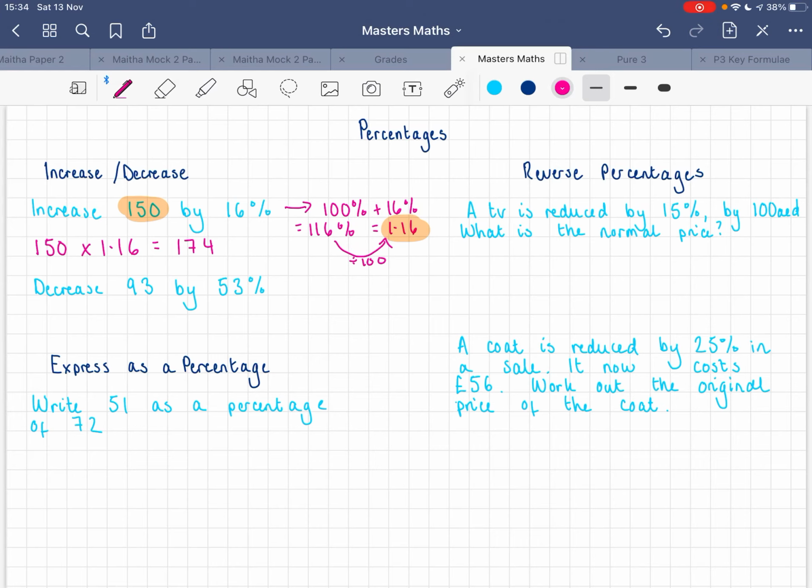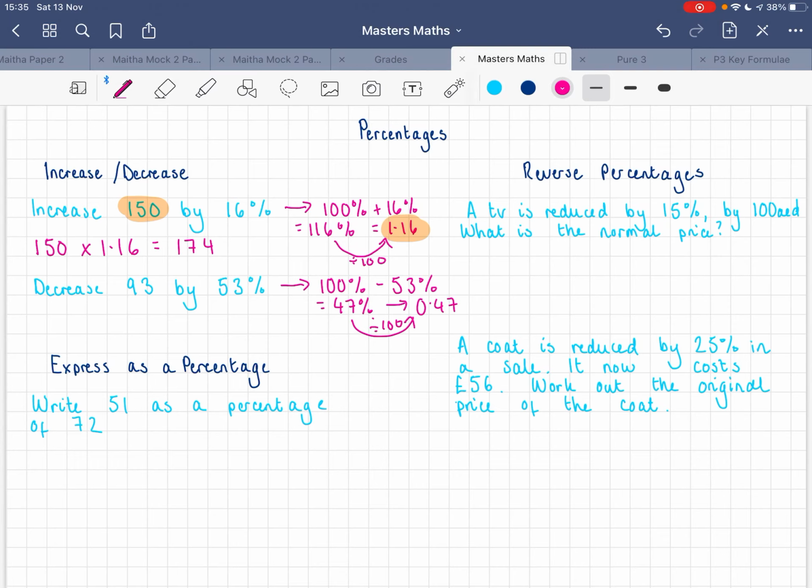Okay? A similar method for decrease, except instead of adding this 53% onto my original 100, I'm going to take it away because a decrease is getting smaller. You're taking that percentage away. So I'm doing 100% take away 53%, gives me 47%. And then again, change that to a decimal. So that is 0.47. Again, most of you should do that in your head, but if you're not sure, you're dividing by 100 to get between those two steps.